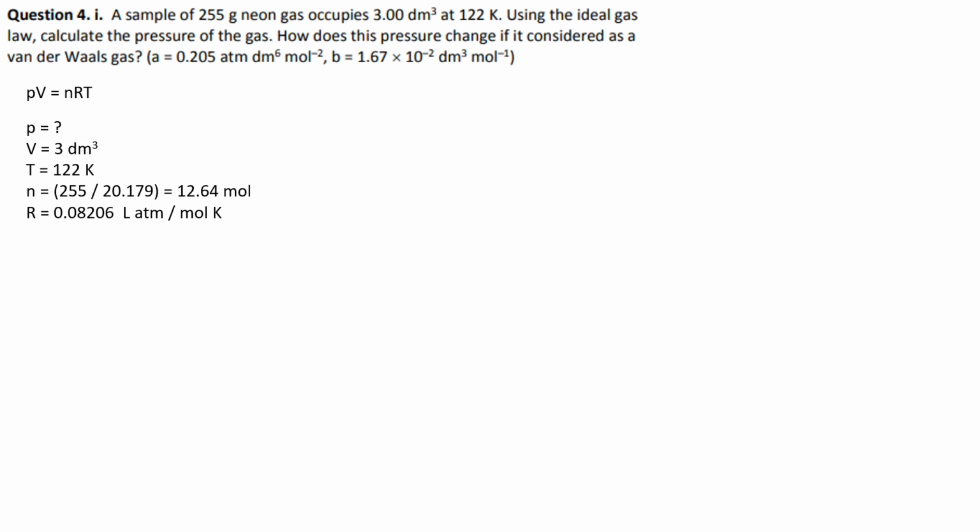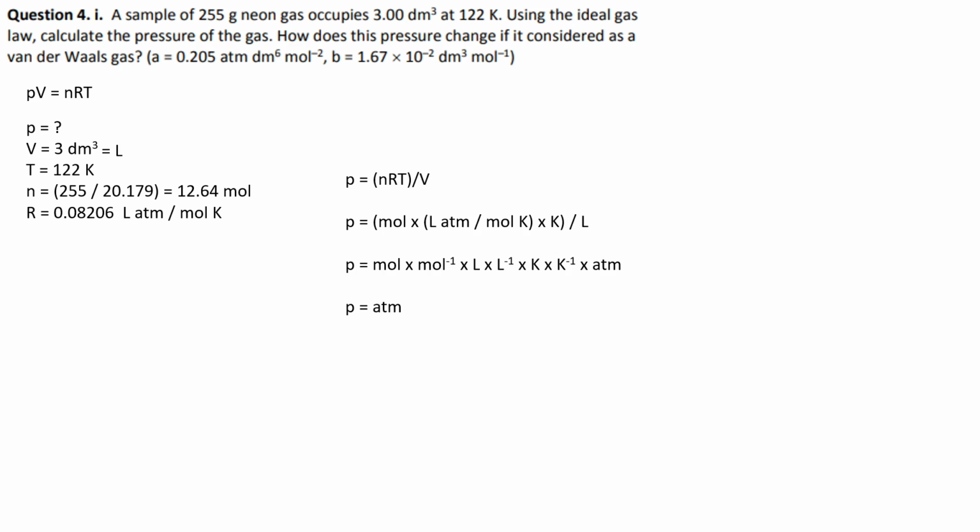of moles by using the mass of neon gas given divided by the molar mass of neon to give us 12.64 moles of neon gas. And I have elected to use the R value of 0.08206 litre atmospheres per mole Kelvin, purely because it makes things simpler, because I can just transfer the decimeters cubed straight into litres, because it is a one-for-one relation.